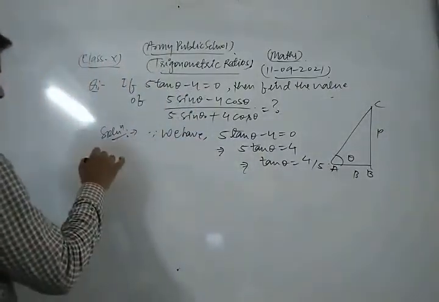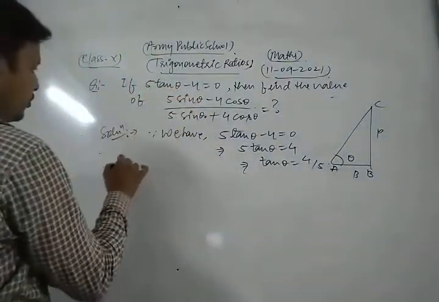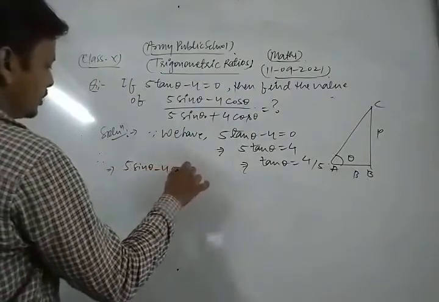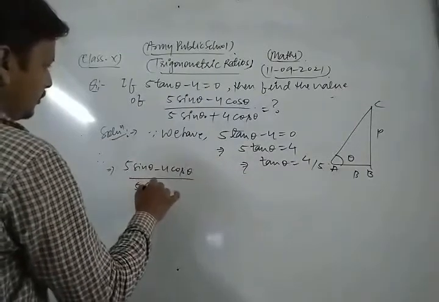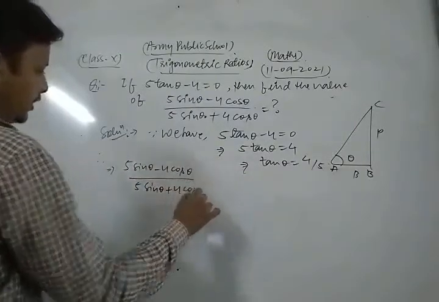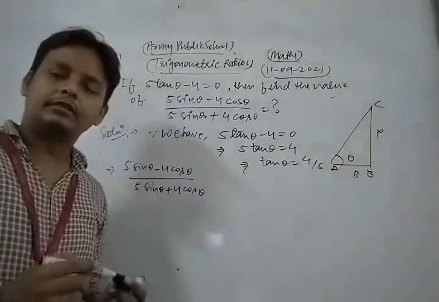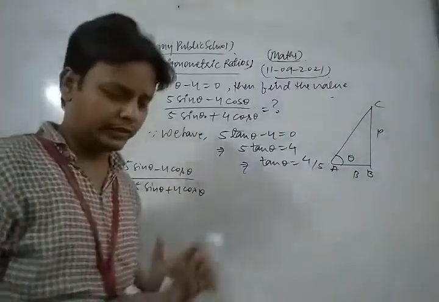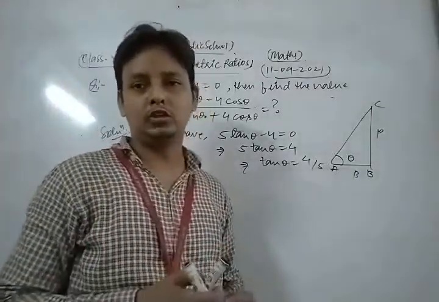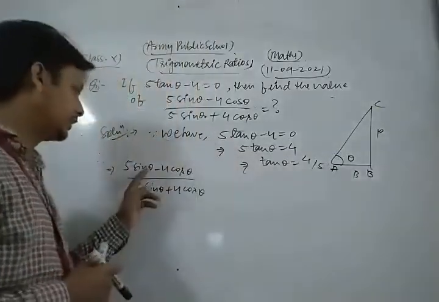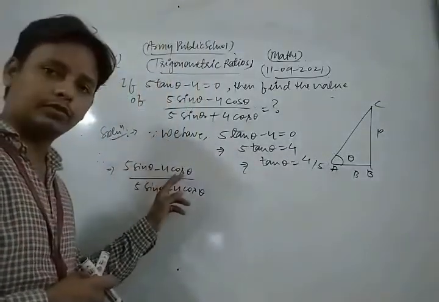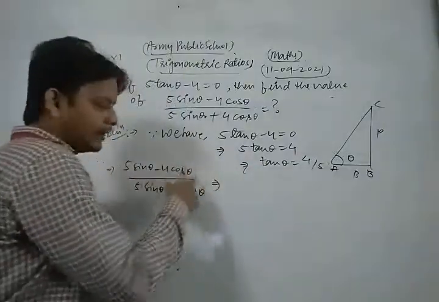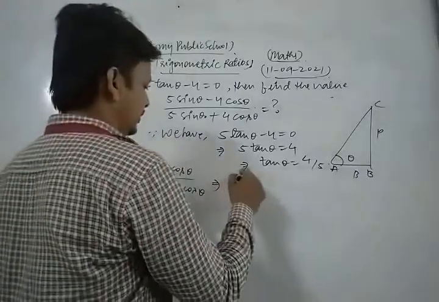Now look, the value of (5 sin theta minus 4 cos theta) upon (5 sin theta plus 4 cos theta) is what? We just divide both the numerator and denominator by cos theta. Because if we divide both the numerator and denominator by cos theta, then we get sin theta upon cos theta, this is tan theta, and this is 1. So we directly put the value of tan theta.